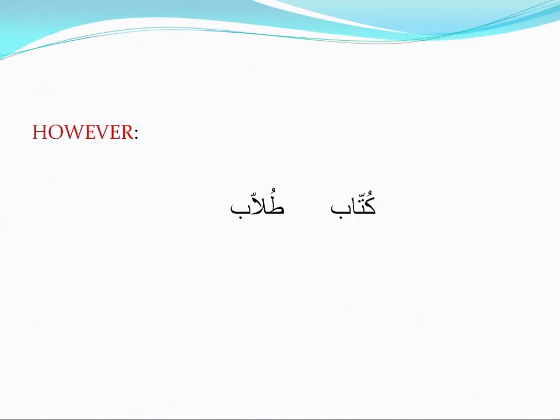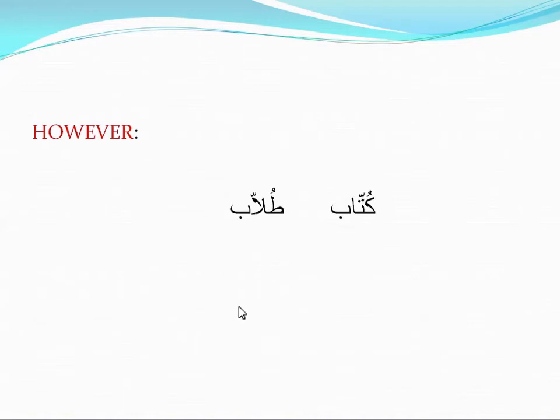However, just be aware that there are some active participles out there that have a different pattern. So this pattern doesn't work. This plural pattern does not hold for every single one. For example, the plural of katib is not katibun, it's kutab. And you already know the plural of talib is not talibun, it's tolab. Now this is a word you're familiar with, so I would just remember that.